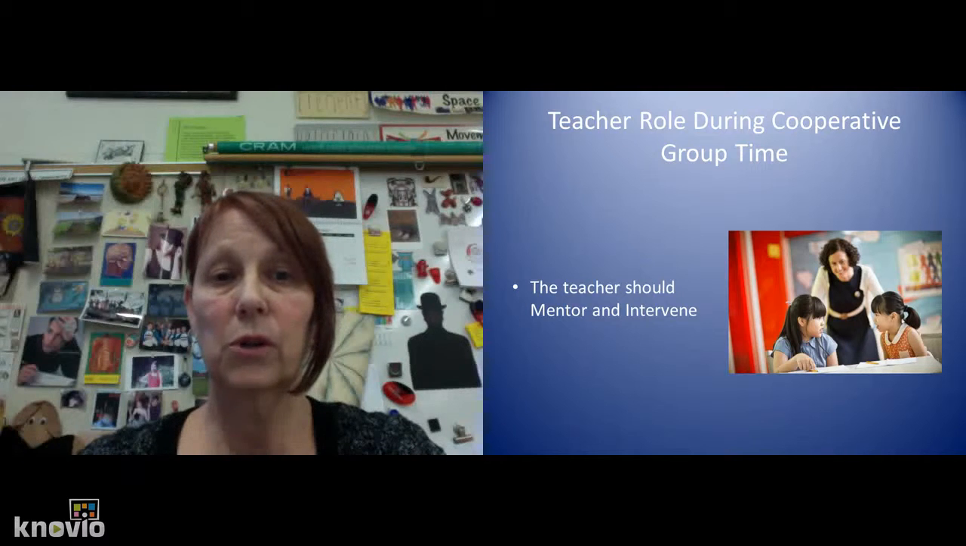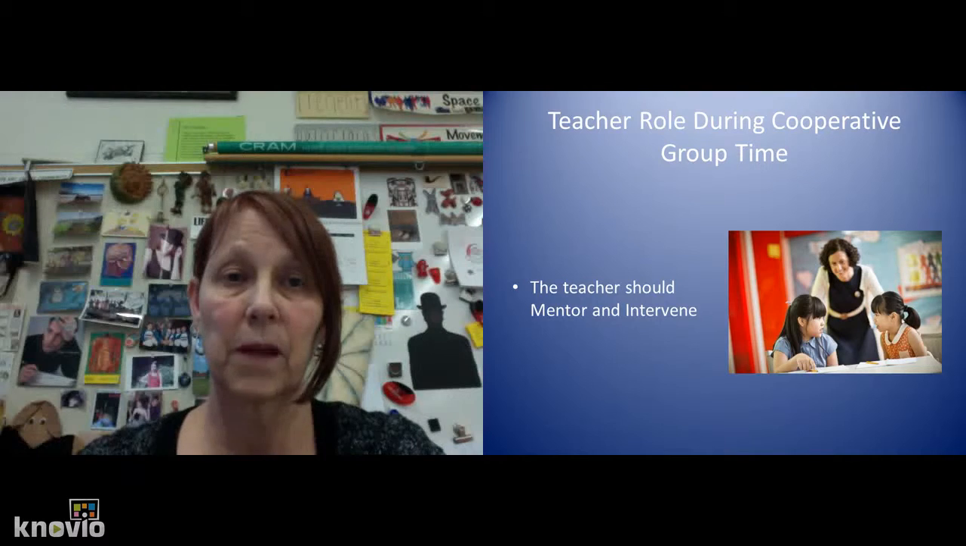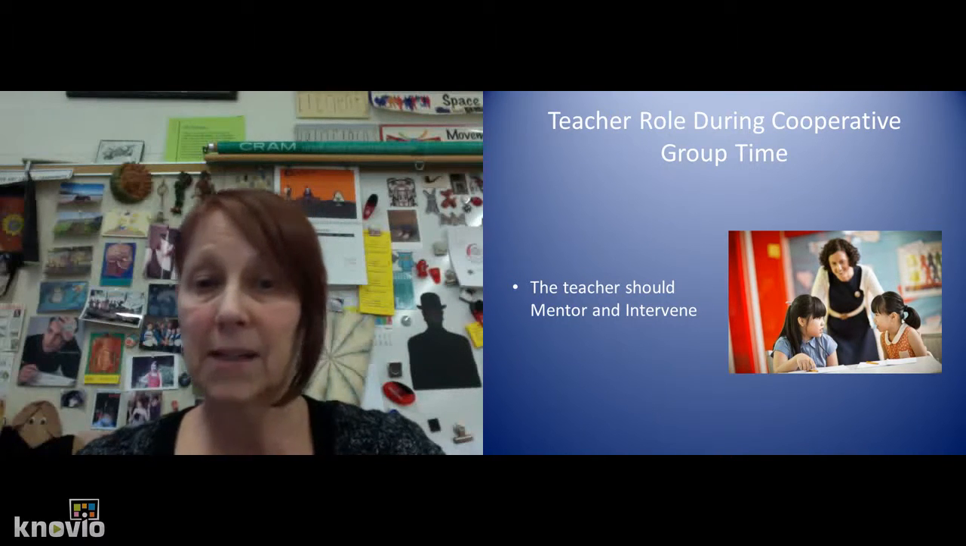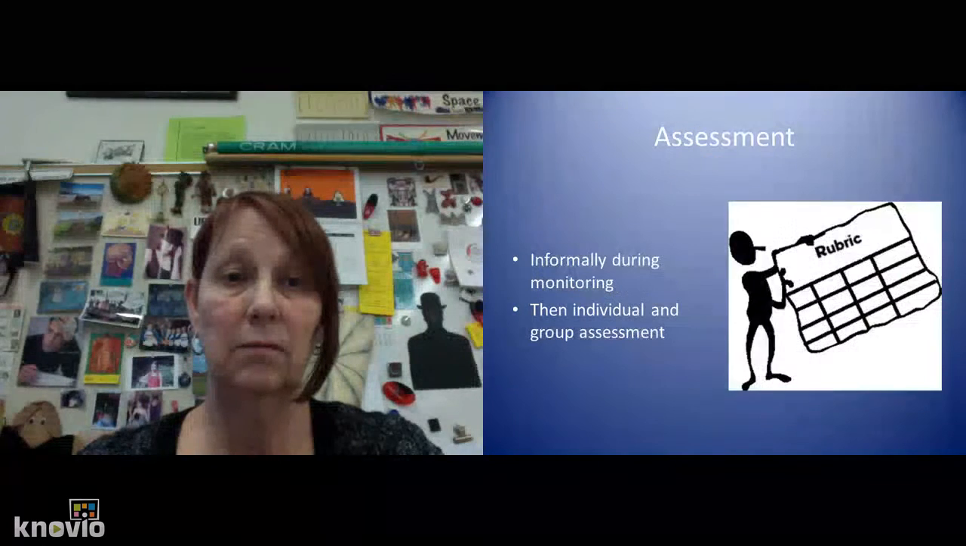The teacher's role during cooperative group time. The teacher should walk around the room, monitoring and checking in with each group for accuracy and progress. The teacher should be available to intervene as needed, both academically and socially.